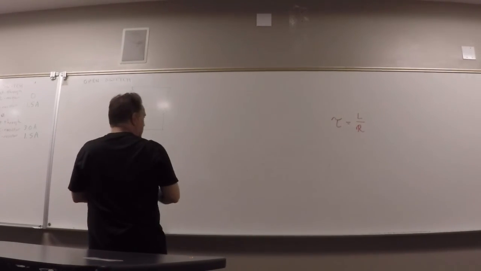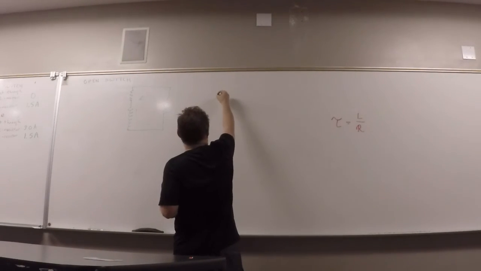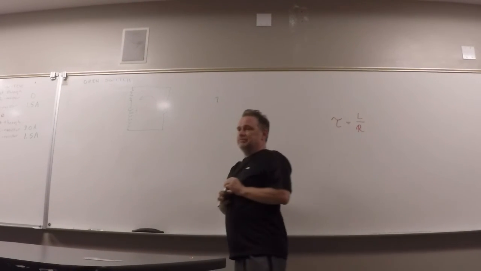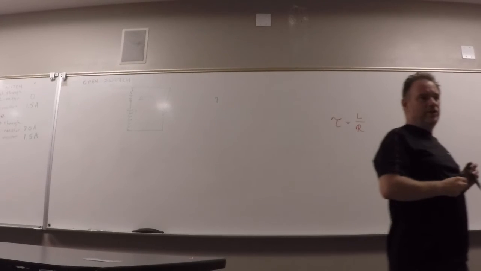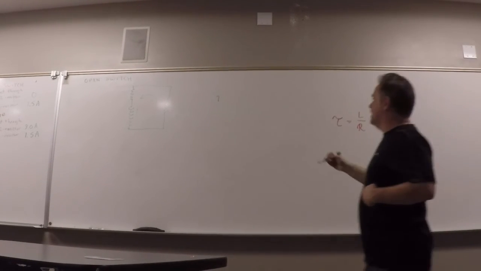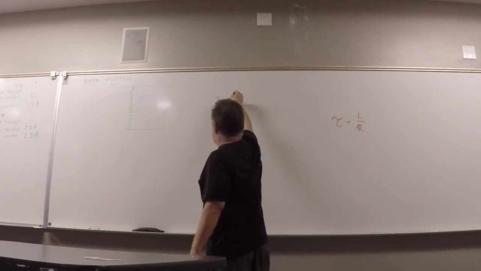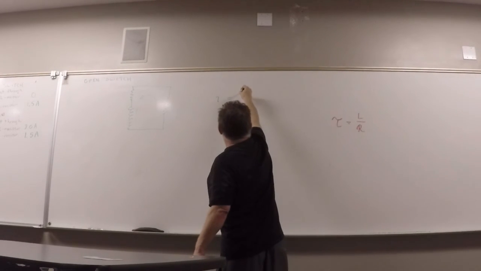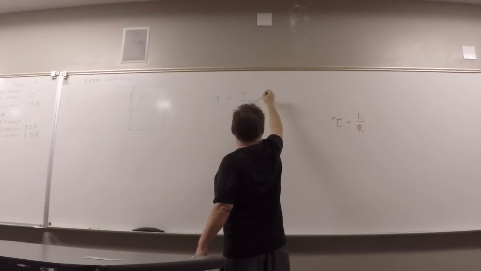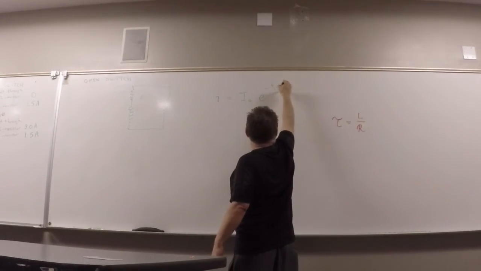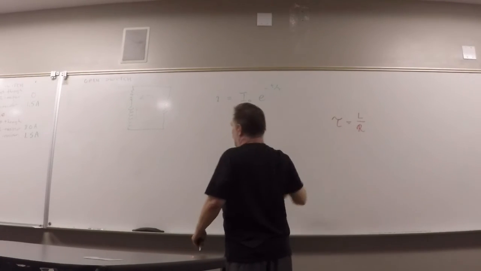If we were to take a look at this, we could write down a formula for the current as a function of time. Remember that this is now a discharging inductor. It says I = I naught e to the minus t over tau. Tau is L over R.